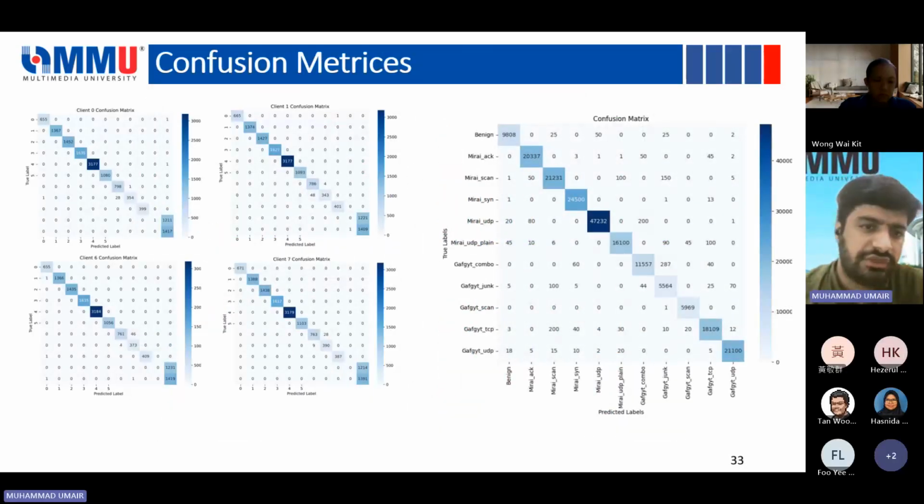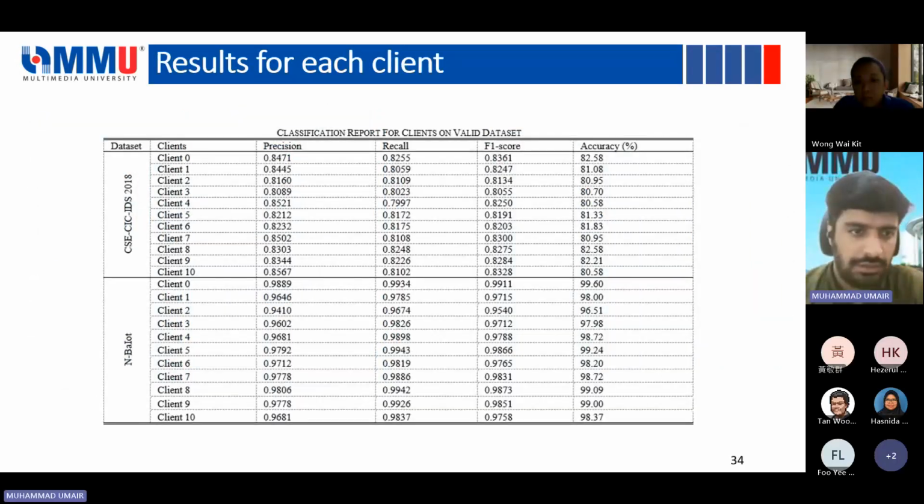For each of those clients, we also have their respective confusion matrices here. I didn't present all of those confusion matrices here, just to show that for each of those clients we also achieved confusion matrices as well. And then these are the results obtained for each of their respective clients for the NB-IoT and CSC dataset. The parameters used are precision, recall, F1 score and accuracy here.